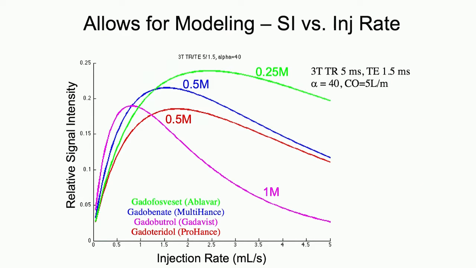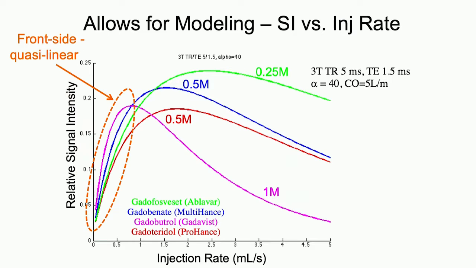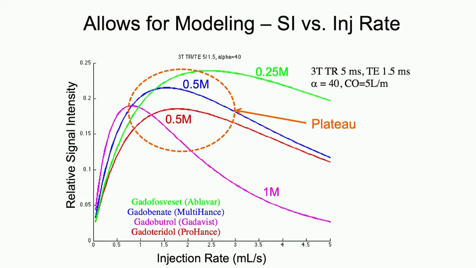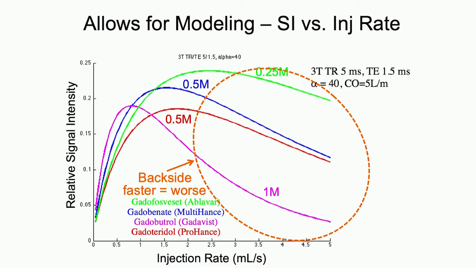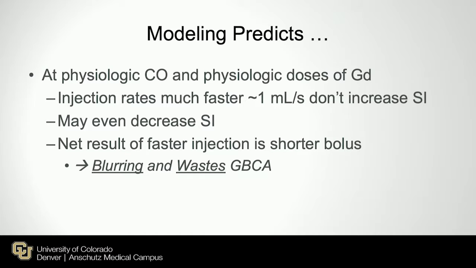And if you understand these things, then you can do modeling that looks like this, where there are 4 types of contrast that you can see we put up there in different colors. And you can look at how much signal intensity you would expect versus injection rate. And we have what we call the front side of the curve, where the faster we inject, the more signal we get. But then you hit a plateau phase, and ultimately you hit a backside where actually injecting faster is not good. And just instantly look at where 2 cc's per second falls here. You're really on the backside of the curve for a lot of contrast agents.